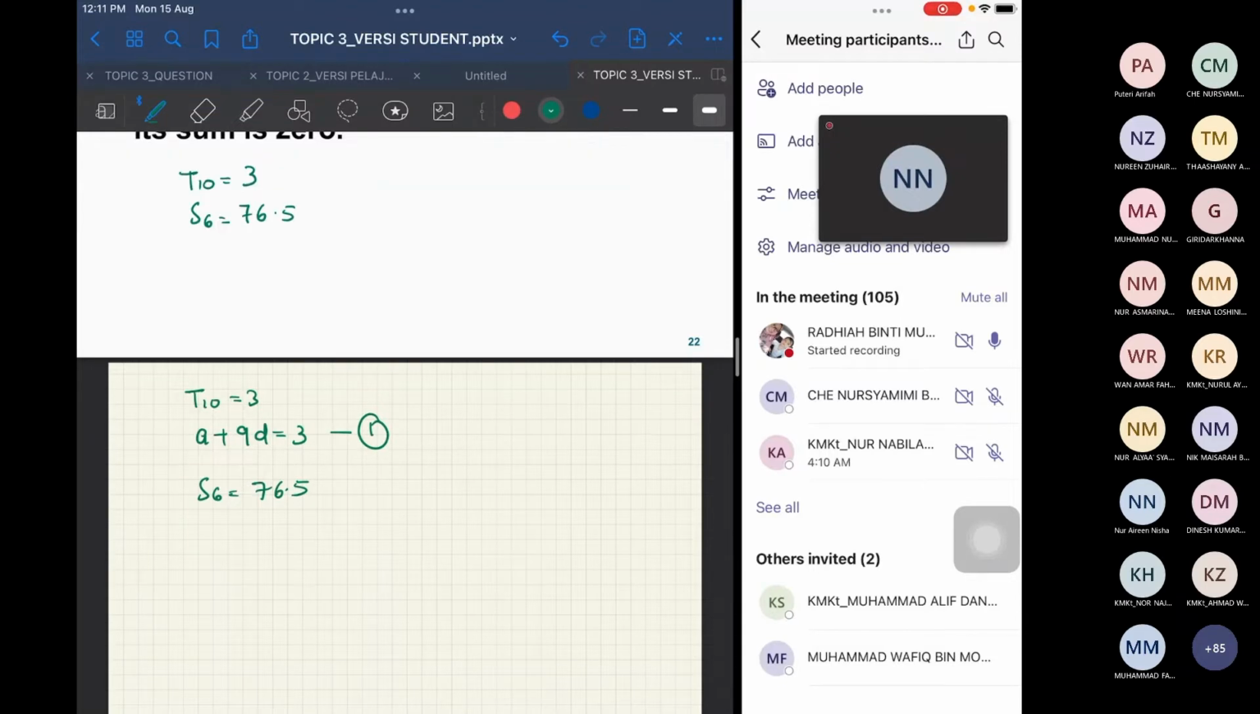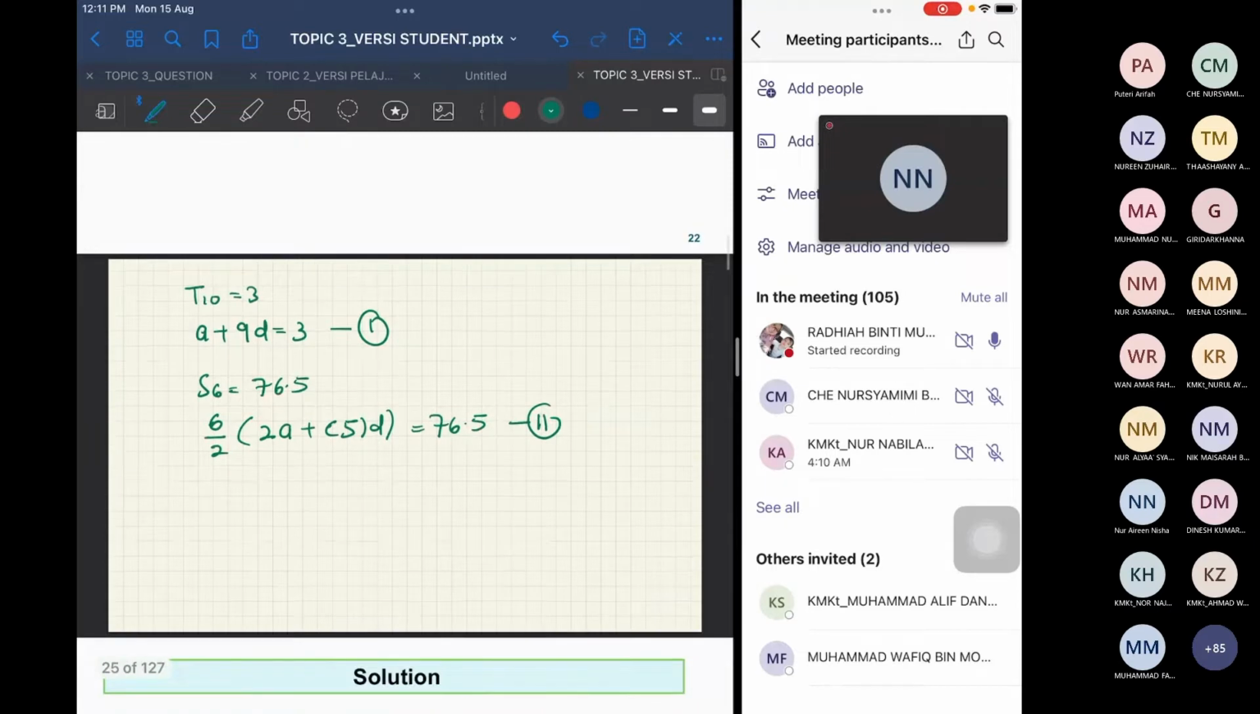So you masukkan dalam formula sum you. So kita punya formula sum adalah n over 2. So n kita adalah 6. So n over 2 times 2A plus n minus 1 times D. Okay, n kita dah tahu adalah 6. So 6 tolak 1 sama dengan 5. So kita boleh tulis 6 over 2 times 2A plus 5 times D is equal to 76.5. So kat sini awak akan dapat equation yang kedua.